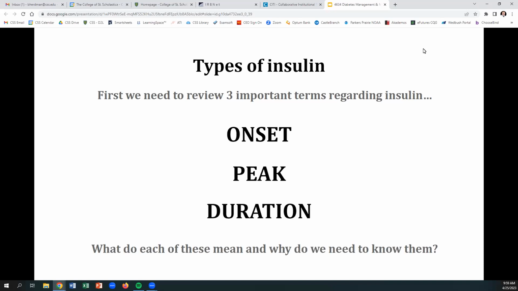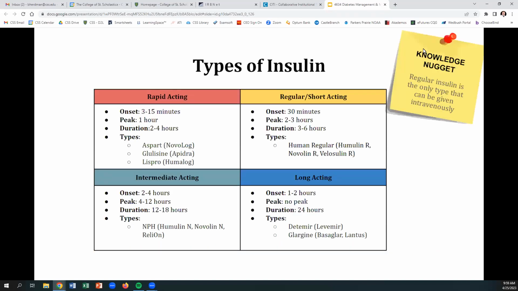Okay, as you're watching this lecture, we've talked about what each of these definitions are, but I want you to think about why it's important for you to know them. And what are the nursing implications for knowing these terms? Okay, I want you to think about that. So then we're going to move into the different types of insulin.